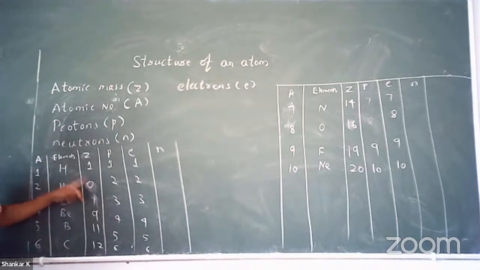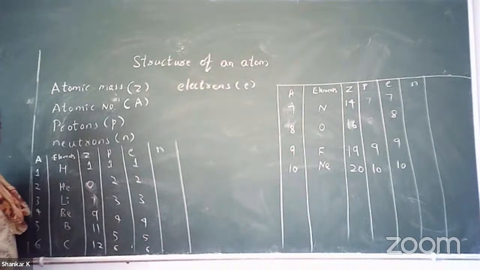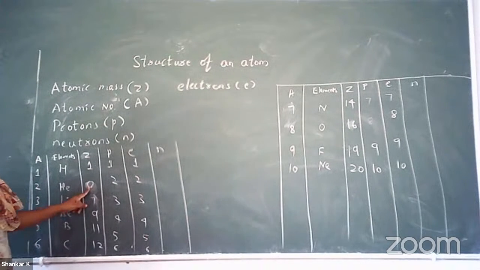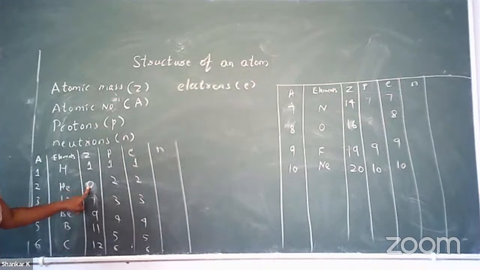Yes, the atomic mass of helium is 0? Right? The atomic mass is not 4 for helium, it is 0. Yes, ma'am, 0. You said 4, but it is 0.